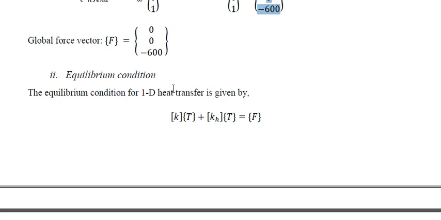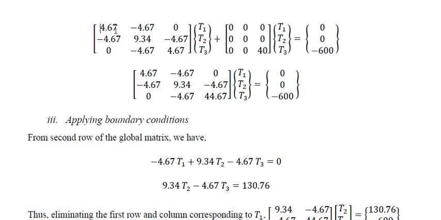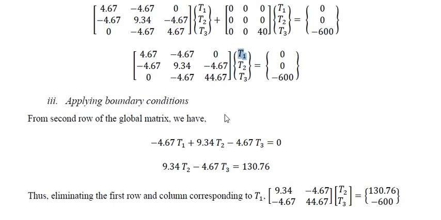As usual, equilibrium is given as K into T is equal to F. Now this is the conduction matrix, and this is the convection matrix. Both are added. 40 is added with this term and made 44.67. T1, T2, T3, with 0, 0, 600 as the force vector. T1 is given, and its value is 28 degrees centigrade.